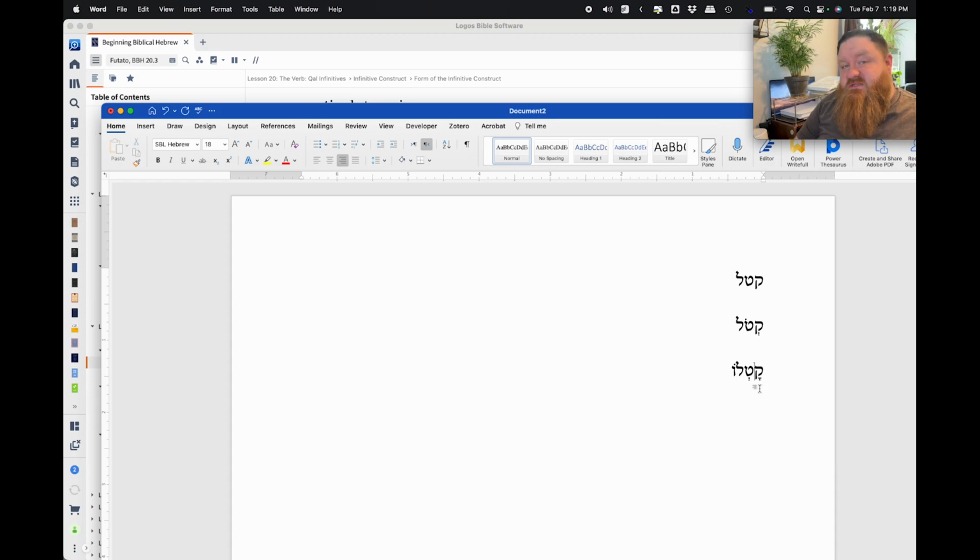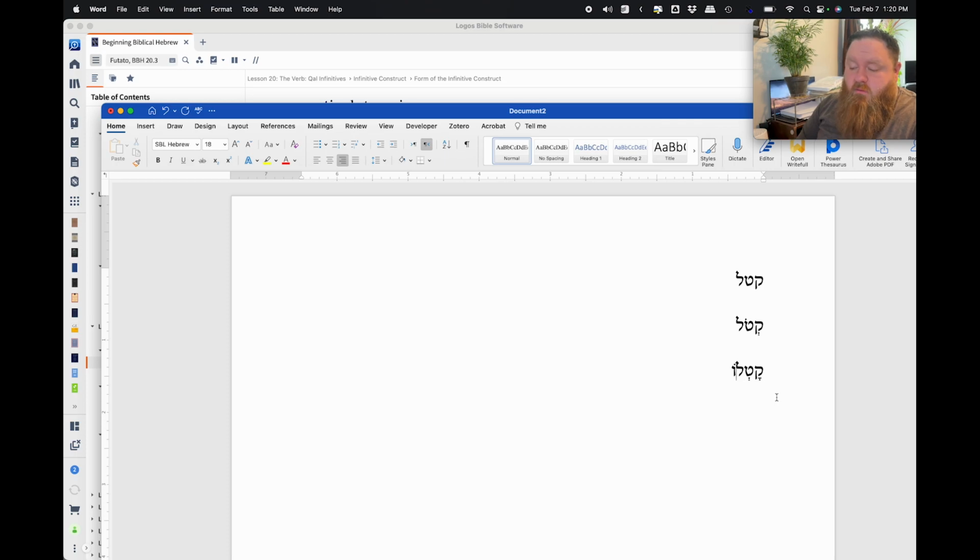The kametz chatuf still represents the O class of the infinitive. Now, it can't be a holum, because if it were a holum, this would be a vocal shva, all right? This has to be a silent shva here. So that means that this is the short O, not the holum O class. So we'll get kot lu here. This is not a kametz, this is not A class, this is O class, this is a kametz chatuf. All right, so we get kot lu.